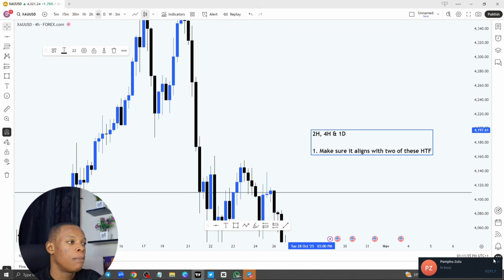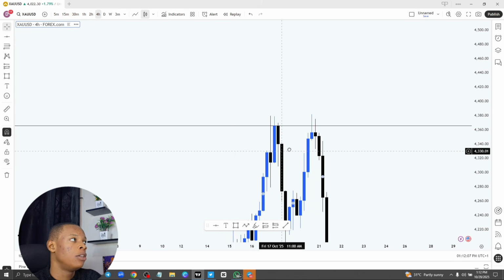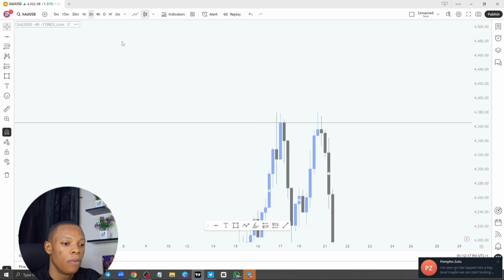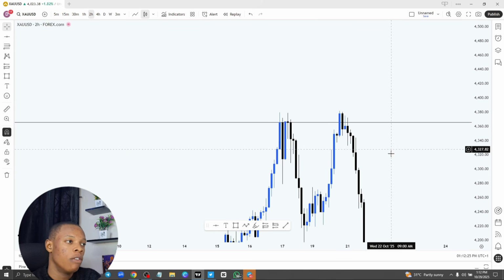And on the 4-hour time frame, if I mark out this long wick as a key level, it's not yet a valid zone I can easily sell from. It's a key level, but the way I trade, it's not a valid key level I can easily just take a sell from until it activates or it aligns with 2 of my higher time frame.